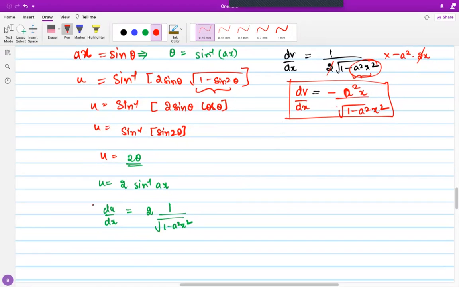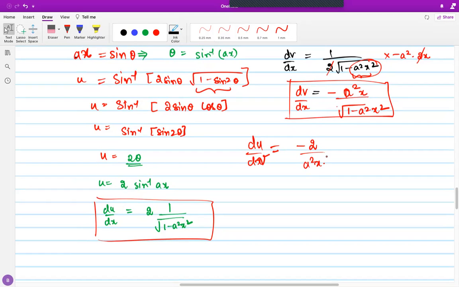Now we need to find du. du with respect to dv is equal to du by dx divided by dv by dx, and the denominator definitely gets cancelled. So negative 2 divided by a square and x. Am I right?